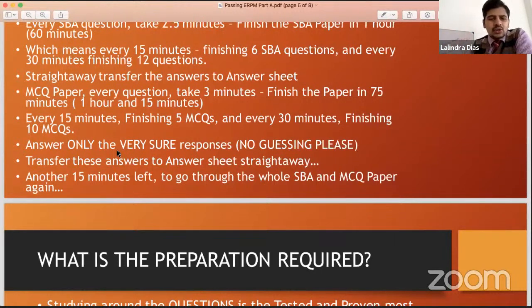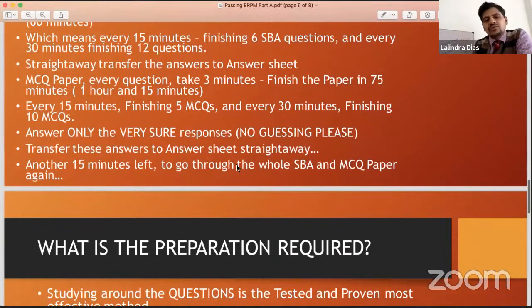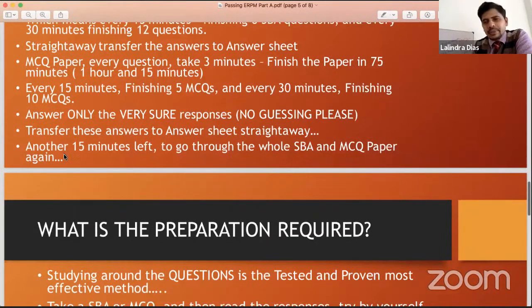So, guys, as I told you before, another 15 minutes is left for you to go through the whole SBA and MCQ paper again. But in that 15 minutes, don't just go tick-tock, tick-tock, like this is true, this is false, this is true, this is false. Some people have been answering like that. I know the students, because of what they have done in the exam. So that's why I'm telling these things. I'm sharing some exam experience.